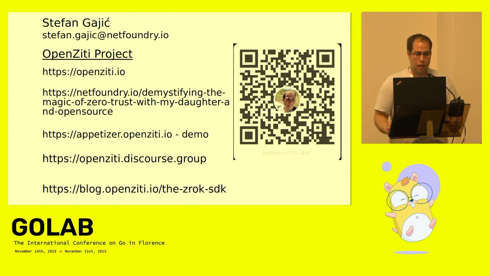OpenZiti project. The next one is the link where my colleague explained zero trust to his daughter, who really likes Harry Potter, with the invisibility cloak. I don't know how many of you are Harry Potter fans, but it's a really great explanation for, I think, a 6 or 7 year old. So if she can get it, I believe everybody can get it.